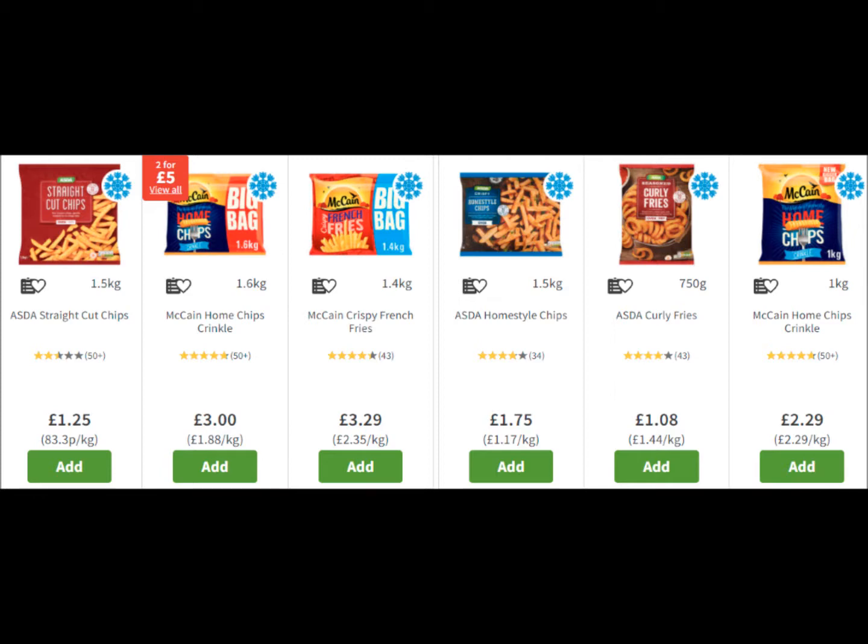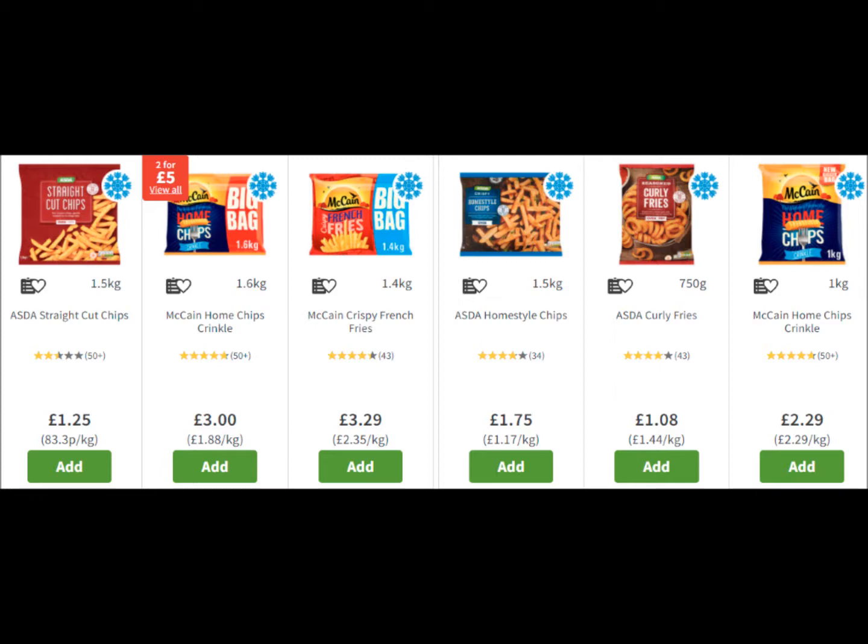So the cheapest one overall just to buy are the curly fries, the second from the end there. However, they are not the best buy per kilogram. The best buy per kilogram are actually the first bag, because it's only 83 and a bit pence per kilogram. So that one makes it the cheapest option overall, your best buy for your money.